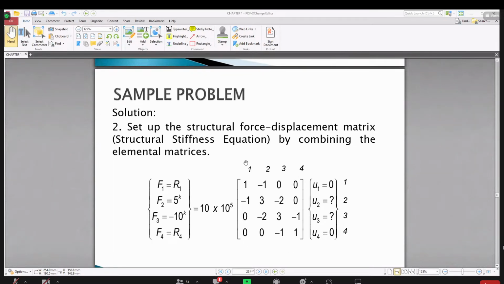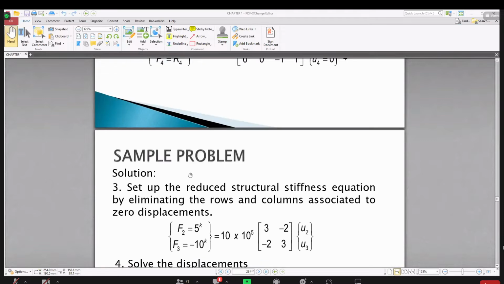Then after that, we have to form the force displacement relationship. So this is your F, this is your K, this is your U. Once you have this, imo na tong i-apply ang boundary conditions, by simply eliminating the rows and columns that correspond to 0 displacements, no? So in this case, 0 man siya, first row kana, first column. Yeah, fourth row kani, fourth column. So ang mabilin karon, gitawag nato og reduced structural stiffness equation.